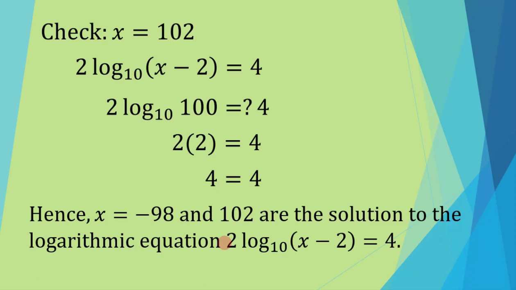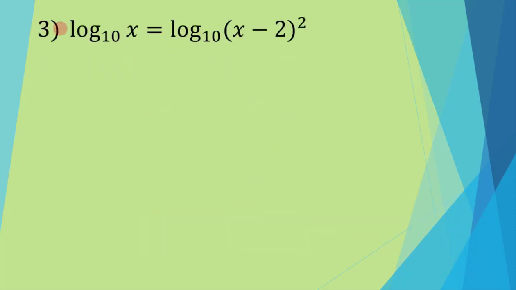Hence, the two values for x, -98 and 102, are the true solutions to the logarithmic equation given. Next, number 3, we have log of x to the base 10 equals log of quantity x minus 2 squared to the base 10.